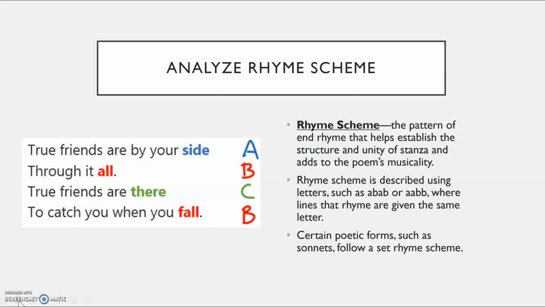Now, certain poetic forms, such as sonnets, follow a set rhyme scheme. We're not talking about a sonnet this time, so I'm not going to take the time to go over it, although I'm sure we will discuss sonnets in the near future. If somebody says they're writing a sonnet, then they're going to follow the rhyme scheme that goes with that. In a Shakespearean sonnet, for example, it goes A, B, A, B, C, D, C, D, E, F, E, F, G, G. If it's a Shakespearean sonnet, it must follow that rhyme scheme. But again, there's no set rhyme scheme for an ode.